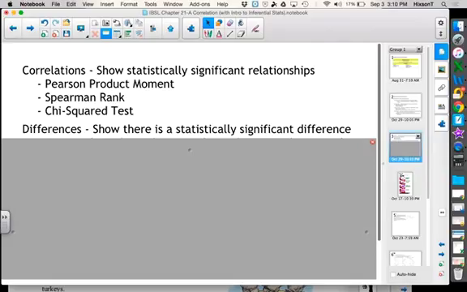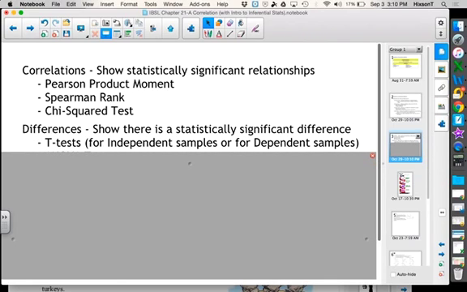Another thing we can do with inferential statistics is look for significant differences. Okay? Is there a statistically significant difference? And for this, we can use t-tests. And there are two types of t-tests. One is for independent samples. This would be like if I compared the quiz scores from the class in 5A to you guys, and I wanted to say, is there a statistically significant difference in your quiz scores? I could do that using a t-test for independent samples.